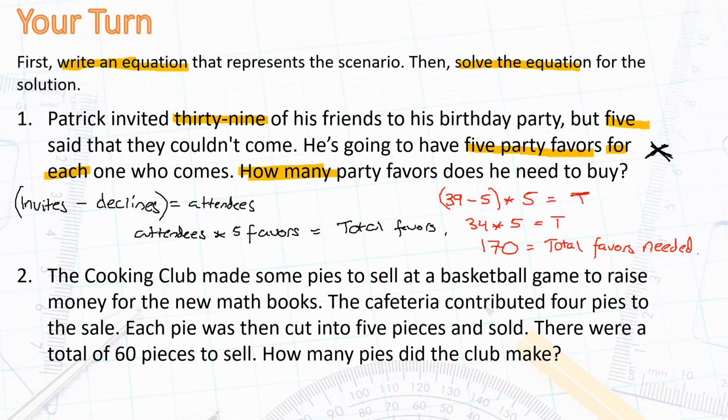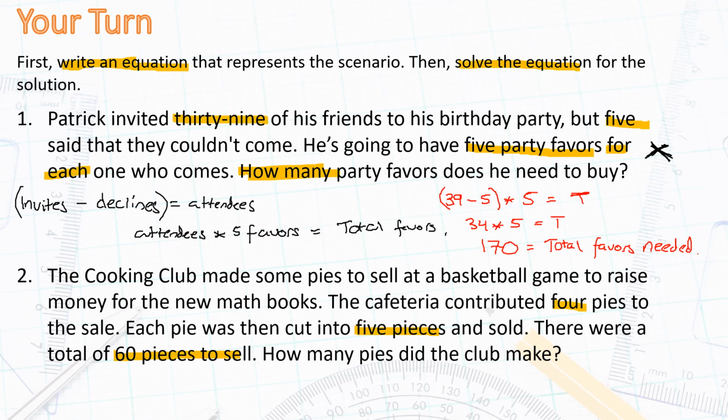The cooking club made some pies to sell at a basketball game to raise money for new math books. None of that is really relevant at the moment. The cafeteria contributed 4 pies, so there's some numbers to the sale. Each pie was then cut into 5 pieces and sold. There were a total of 60 pieces to sell. How many pies did the club make?